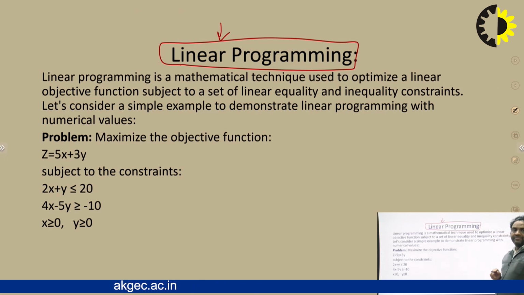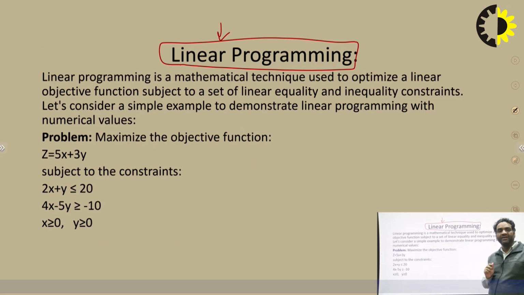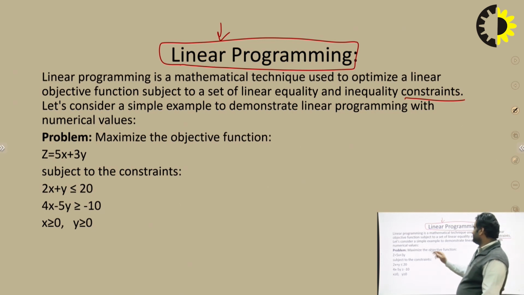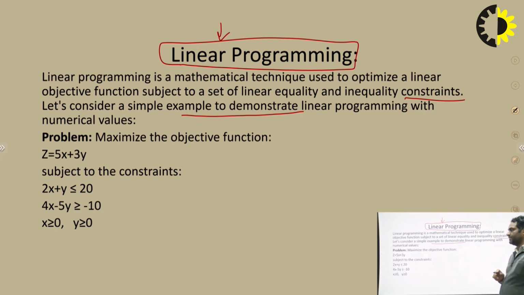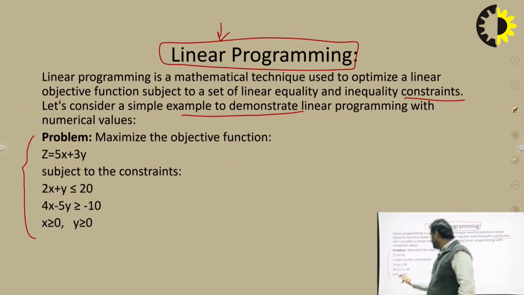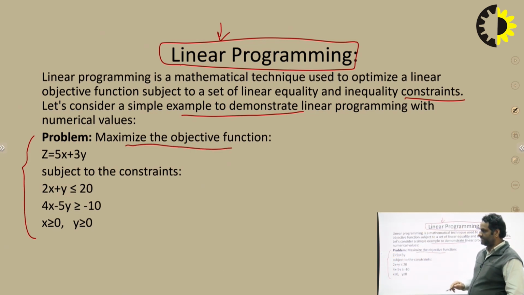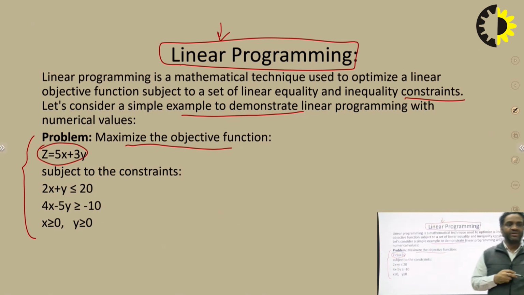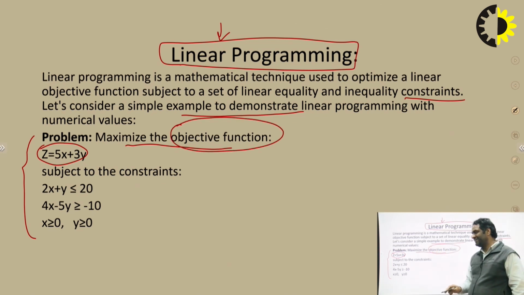What is linear programming? It is a mathematical technique used to optimize a linear objective function subject to a set of linear equality and inequality constraints. So let's take a simple example to demonstrate what linear programming is. As a numerical, we have a given problem. We need to maximize the objective function, a linear equation, that is z equal to 5x plus 3y.